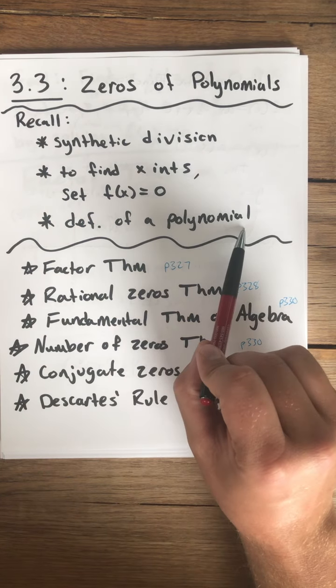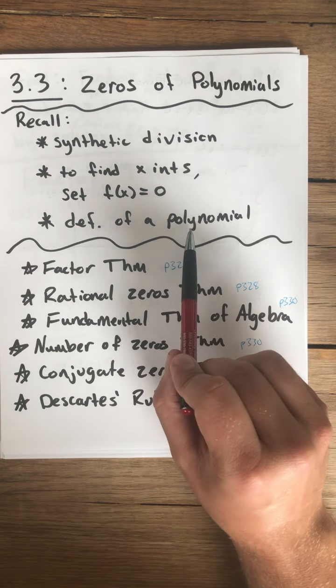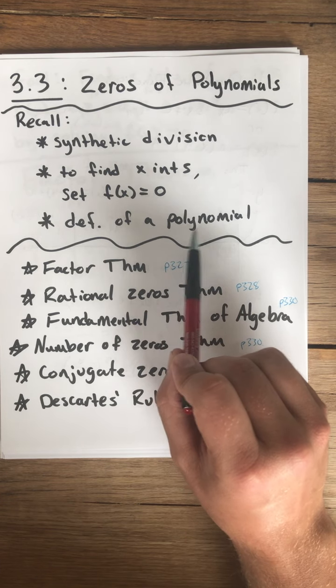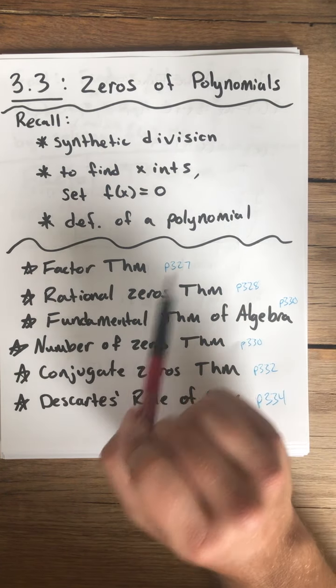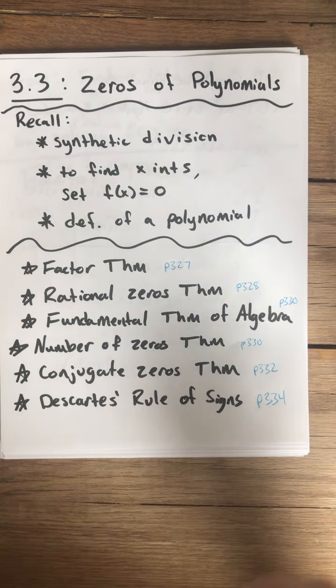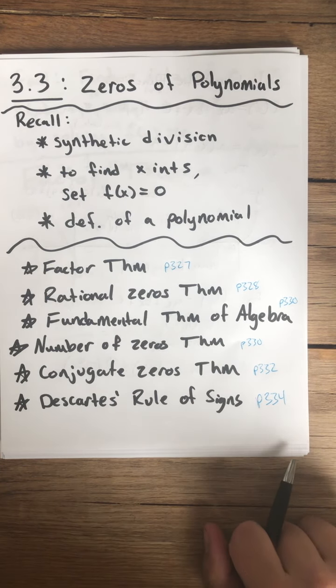And then the definition of a polynomial function is a function with real number coefficients and whole number exponents. So you're not going to see any square roots, or you're not going to see any rational function type stuff like a function divided by a function.